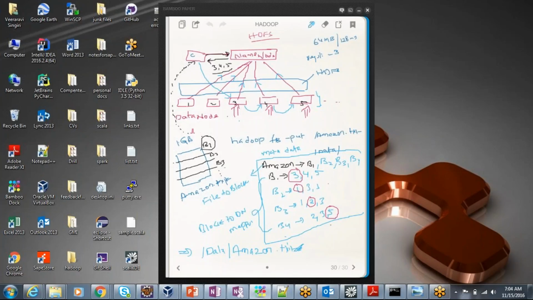Let's assume that while I'm processing block 4, machine 5 has failed. Will my job fail, or will it launch on another machine? Because I have 2 more copies in 2 different machines, I can launch the same job in machine 3 or machine 2. That is called auto fault tolerance, or speculative execution. If the machine goes down while I'm processing data, my job will not fail. The job will look for a different machine where the data is available and execute there. That is called speculative execution or auto fault tolerance.